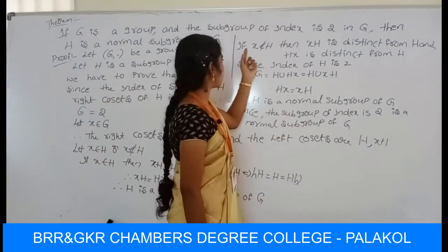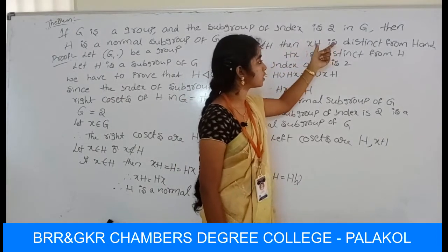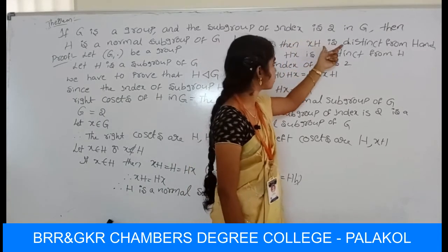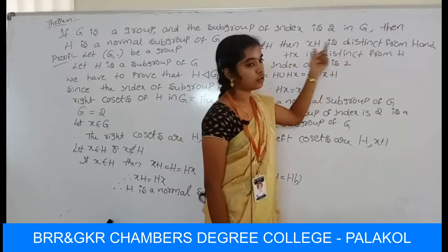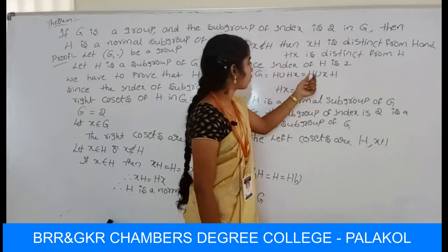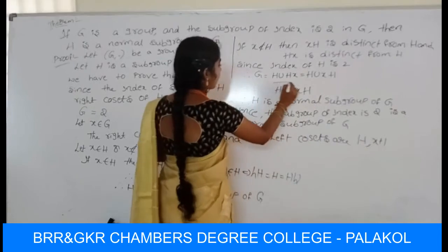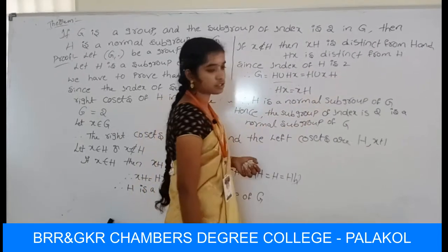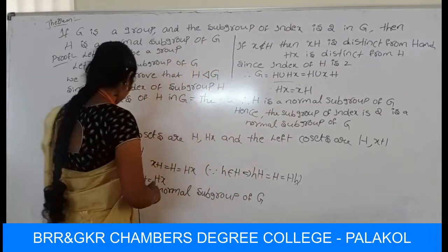So second part, if X does not belong to H, then XH is distinct from H; distinct means different elements, so no two of these elements are common. So XH is distinct from H and HX is distinct from H. So that means Z is equal to H union HX equal to H union XH. So no two common elements, so it can be written as HX. So H union XH can be written as XH. So therefore H is a normal subgroup of Z. So next theorem.